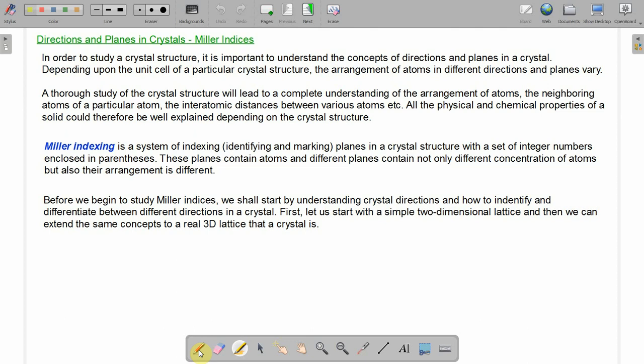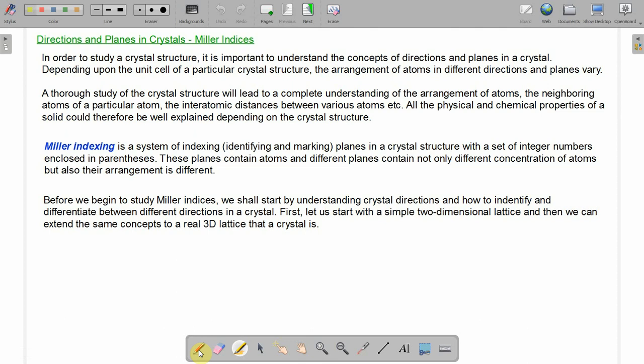A thorough study of the crystal structure will lead to a complete understanding of the arrangement of atoms, the neighboring atoms of a particular atom, and the interatomic distances between various atoms in the crystal. All the physical and chemical properties of a solid could therefore be well explained depending on the crystal structure.